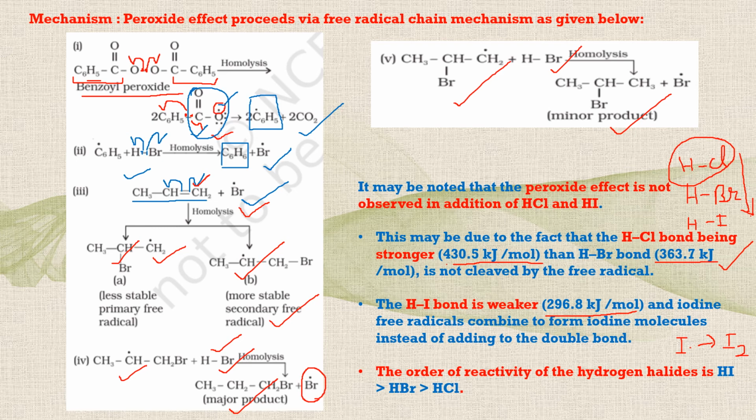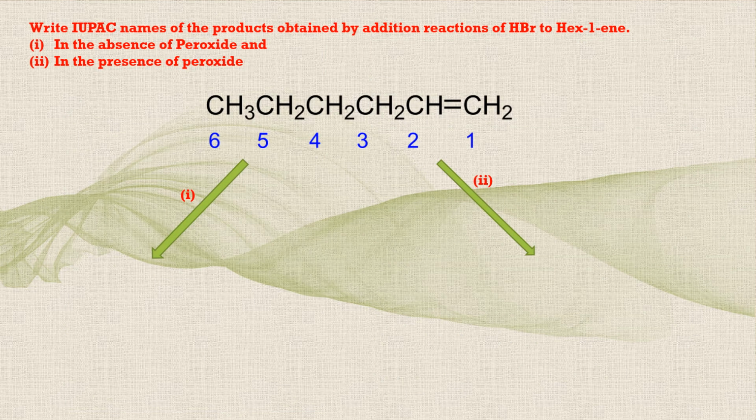And one more very important thing: because I am explaining the bond strength, I hope you can predict how we can explain the order of their reaction, whether HCl will react very fast or HI. So the order of reactivity of hydrogen halides is HI reacts fastest, then HBr, then HCl, which is purely related to their bond strengths.